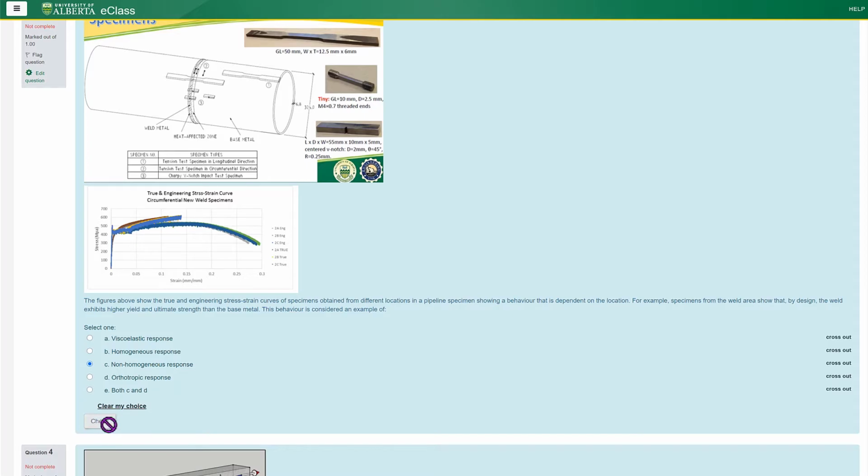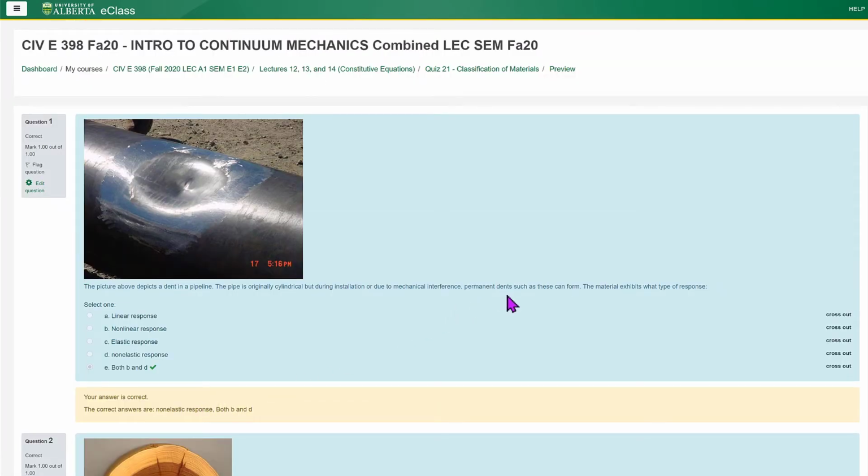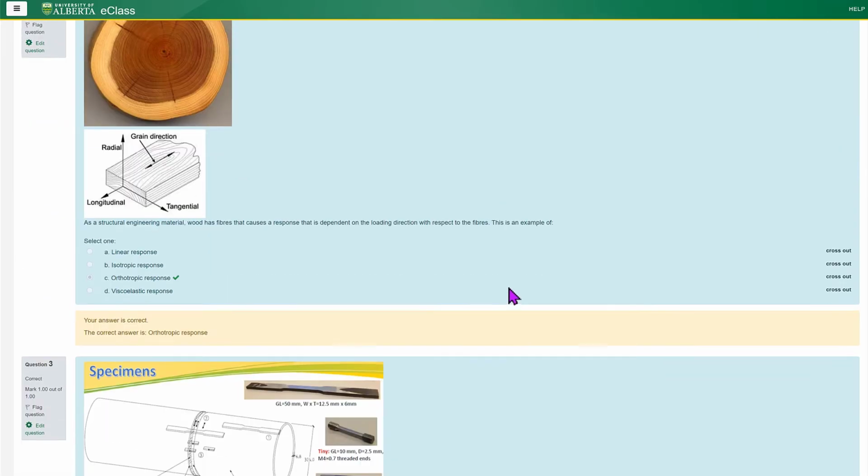So let's go ahead and check that and see what we're looking at. And we got it right again. So 3 for 3 so far. Let's keep up the momentum.